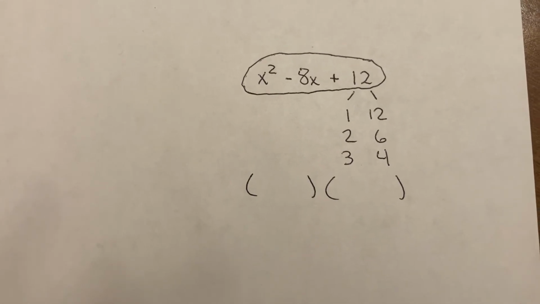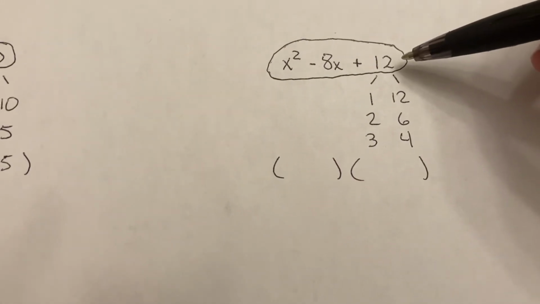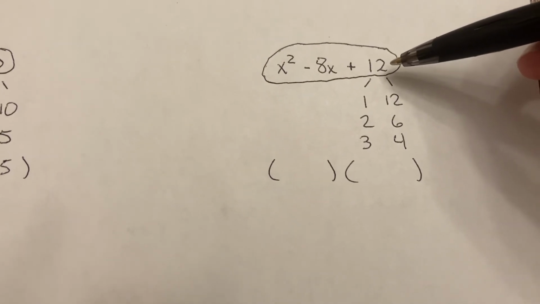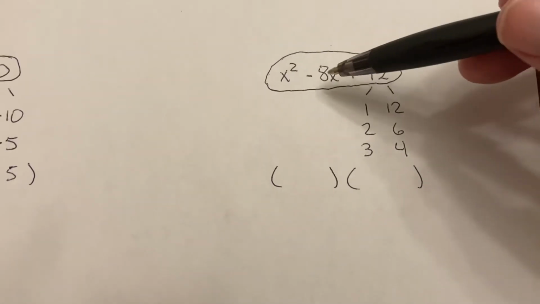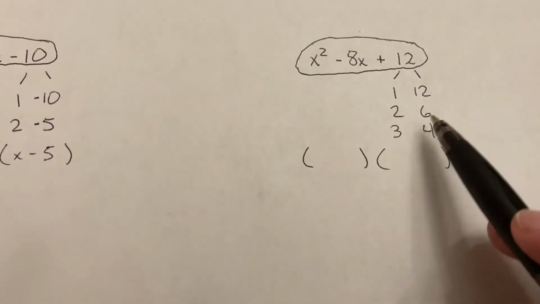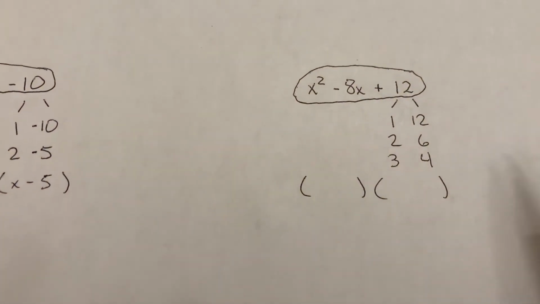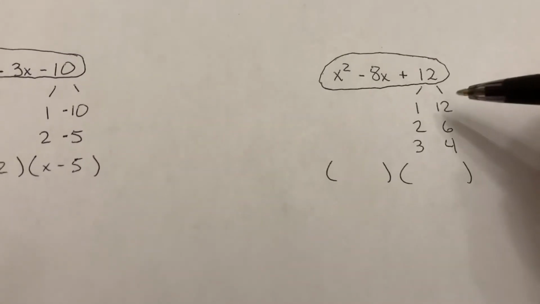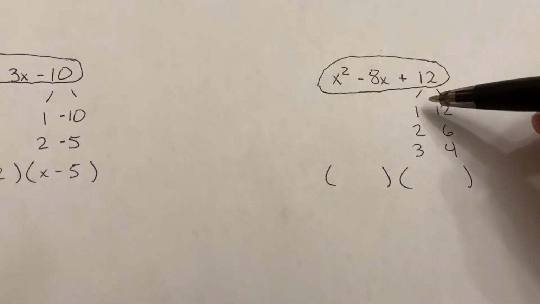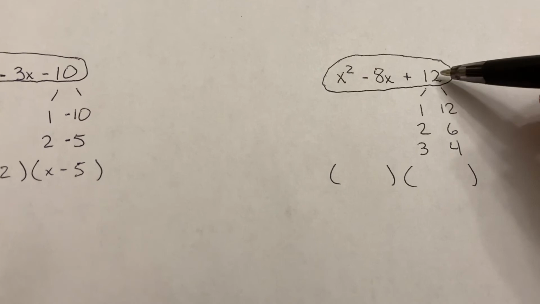So last one, I changed it just a little bit, changed our c value. So again, what multiplies together to give me 12, but also when added together is going to give me negative 8? So 1 and 12, 2 and 6, 3 and 4. Now you might be like, none of that when added together is going to give you negative 8. In this case, you have to go, what else could multiply together to give me a positive 12?